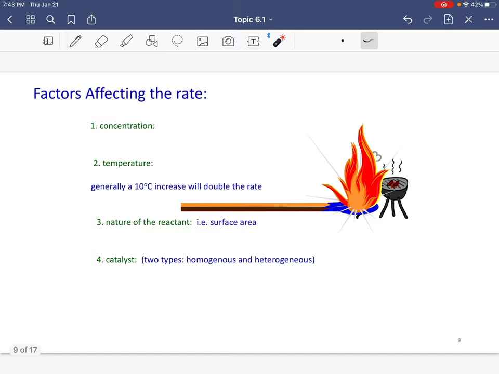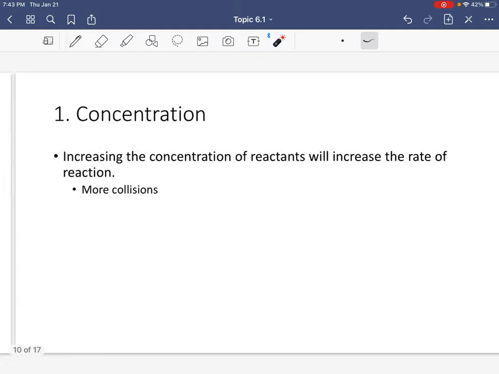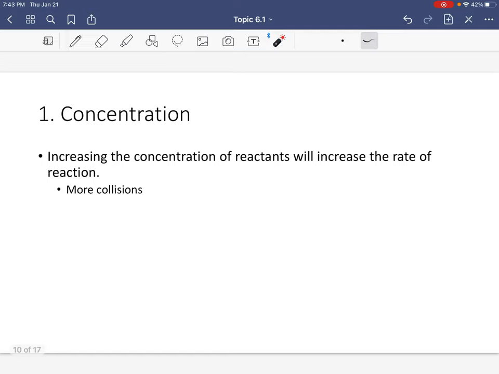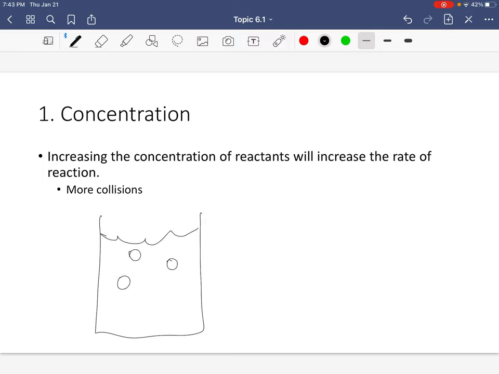All right. So what are some of the factors affecting rate? Well, there are four main factors. The first factor, which is pretty simple to understand, is concentration. Concentration definitely affects rate. Now, why? Well, think about it. Let's say you have a beaker, and you have a salt solution. Some sort of solution, some sort of ions or something.